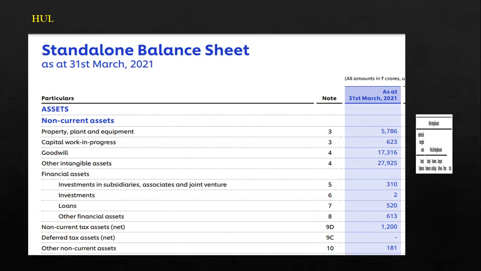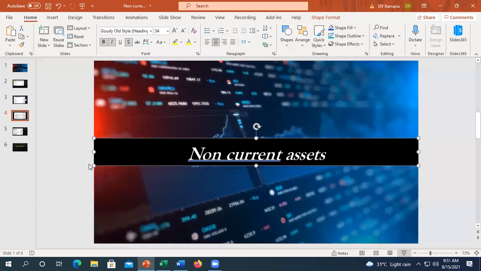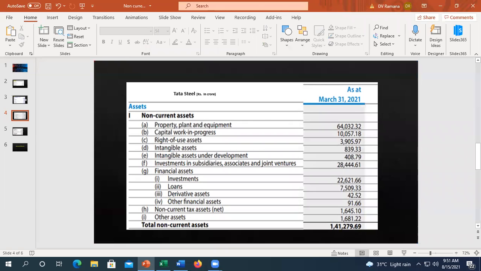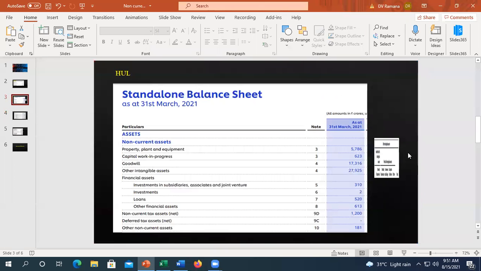In case of HUL, their property, plant, and equipment is 5,700 crore. Goodwill, we'll again see what is the meaning of goodwill. Goodwill is 17,000 crore, and other intangible assets, which are a significant part of the total non-current assets. For a company like HUL, what are these other intangible assets? Let us see that.